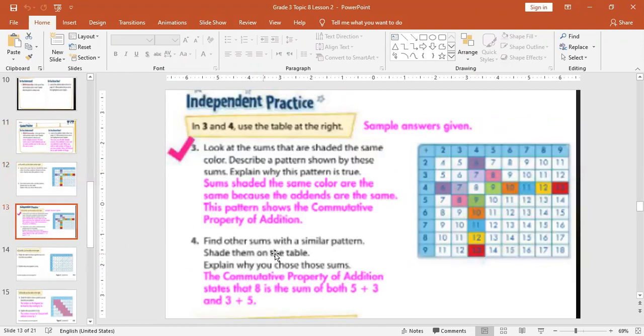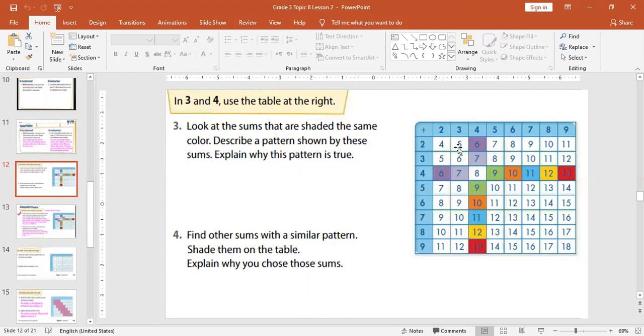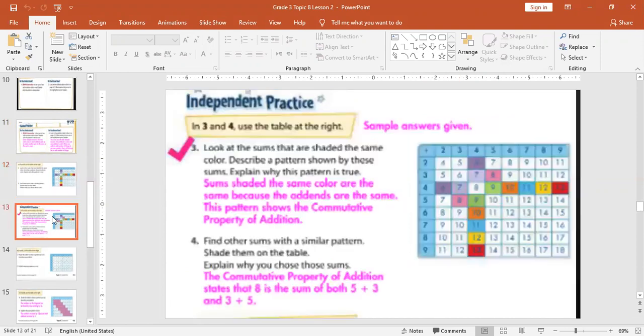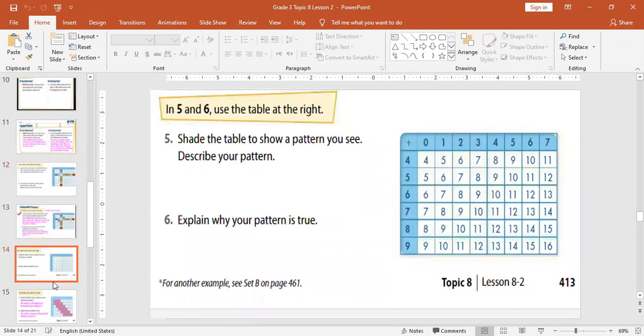Okay, number 4. Find other sums with a similar pattern, shade them on the table, explain why. So as a commutative property, if you saw 5 and 3, 5 plus 3 equals 8. So I have this 8 and this 8 also. 5 plus 3 equals 8. So that was page 413. And number 5 is telling me to shade the table to show a pattern you see, and describe your pattern.